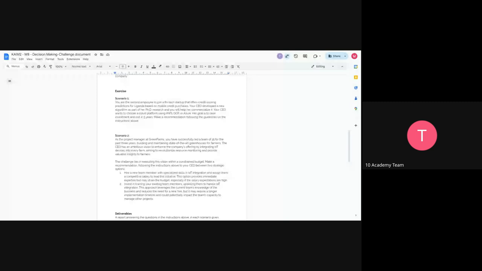Could someone help me understand where exactly I dropped off? Was I at the challenge document already? If yes, thumbs up. Okay, thank you very much for your feedback.